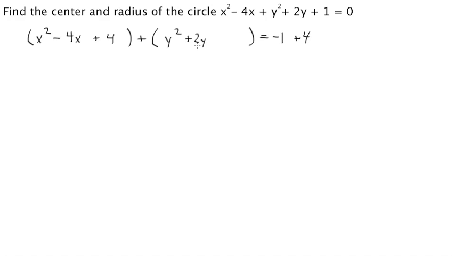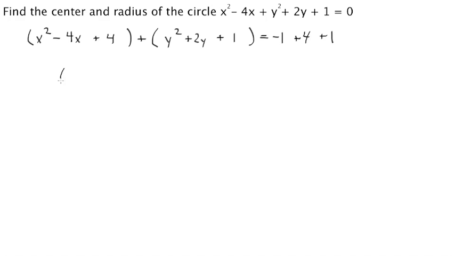I need to take half of it, that's going to be 1, square that number, so 1 squared is just 1. I'm going to add that. Just like before, since I've added a number to the left-hand side, I need to add that same number to the right-hand side. So I've always added a number to complete the square. That will always be the case. You will never subtract a number to complete the square in these problems.